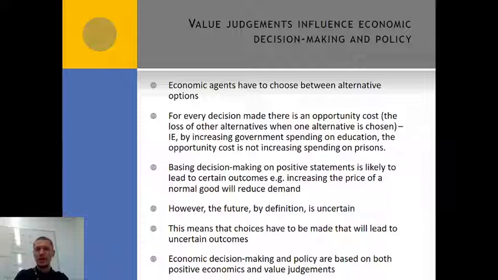All right, now, value judgments are absolutely key in economic decision making and policy. Let's think about the government. Government make economic policies, okay? But we as economic agents, we're consumers, businesses as kind of firms that invest within the economy, and governments, as we know from last time we met, have to choose between alternatives. And we know that for everything that we do, we buy Pepsi, we lose the next best alternative of Fanta, for example. And as I put there, by increasing government spending on education, the opportunity cost is not increasing spending on prisons.